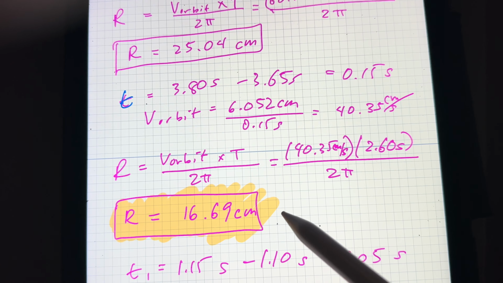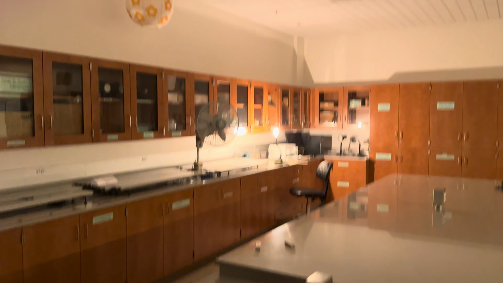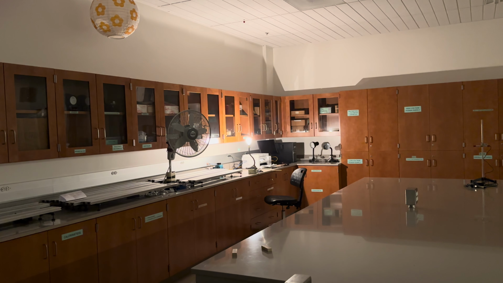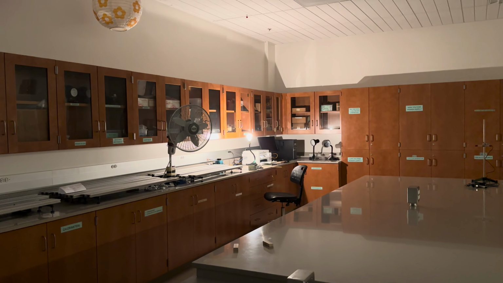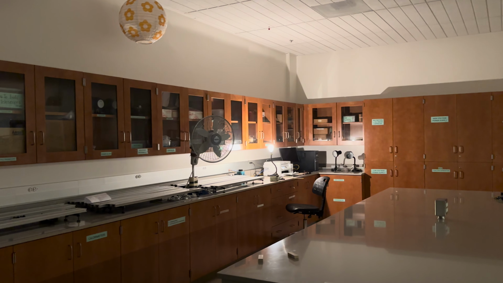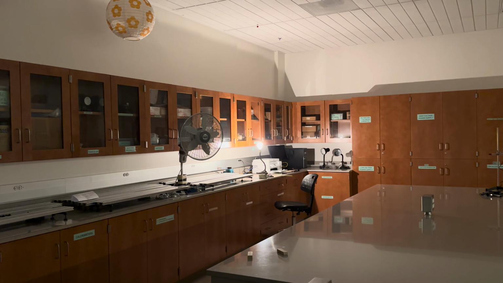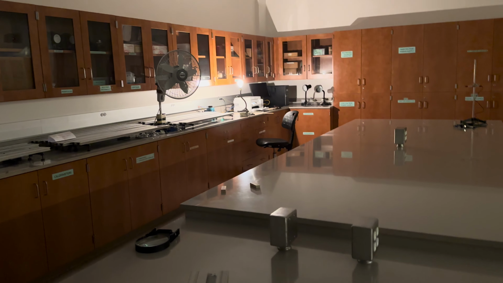So this radius is the radius of the orbit of the Nerf ball going around the light bulb. And that sounds reasonable. The other number was reasonable too, but this one is a little bit closer to the value that I was using. It's roughly about 15 centimeters away from the bulb where the Nerf ball was going around and around. So that is within ballpark.